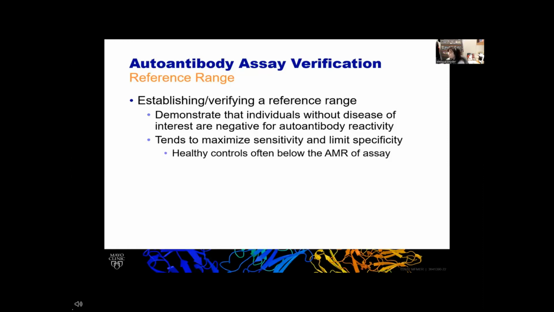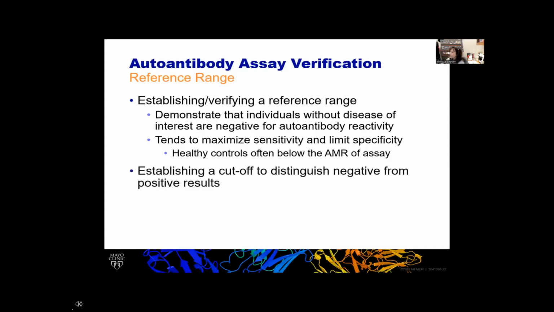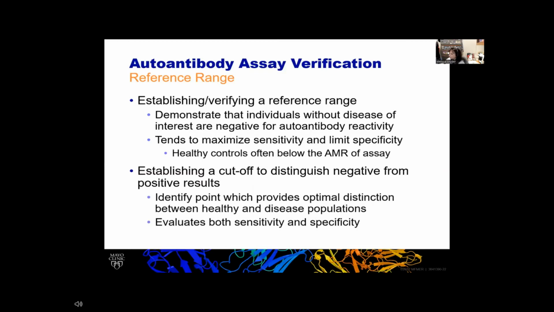That said, as in the example I showed you with phosphatidylserine prothrombin, I think there still is value in doing this, because sometimes we do find methods where our healthy controls tell us that the cutoff that has been established may not be completely appropriate for our testing population. There are other ways to do this, and this can be very challenging, but we can move in the direction of establishing a cutoff which allows us to distinguish a negative from a positive result.